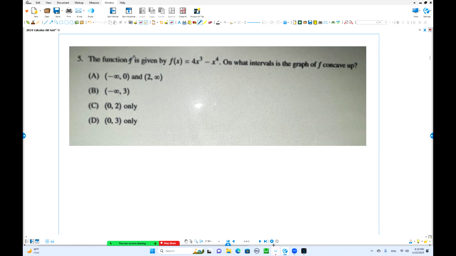Now number 5. The function f is given by 4x cubed minus x to the fourth power. On what intervals is the graph of f concave up? Concave up by definition is second derivative greater than 0. The original graph, okay? This is the original, here is the second. Second derivative above zero means concave up.